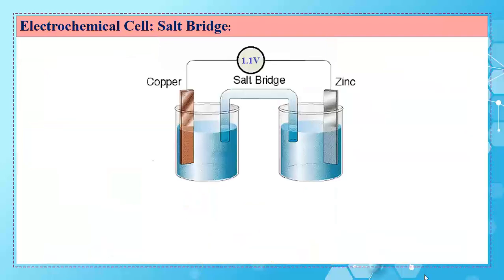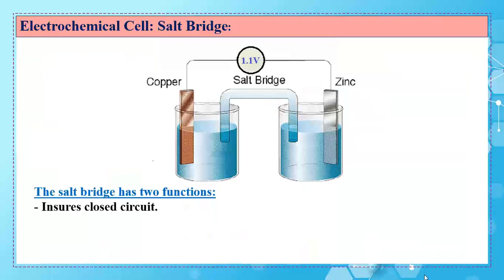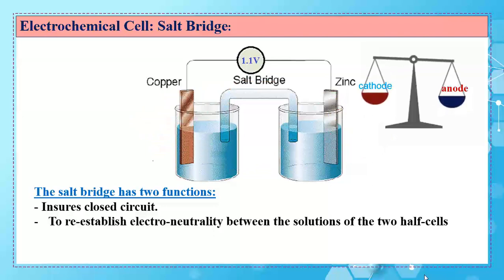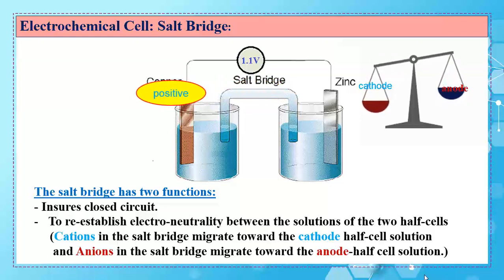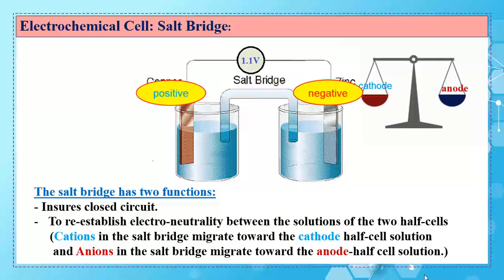So in short, the functions of the salt bridge are to ensure a closed circuit and to balance the charges of the cathode and anode electrodes, in a way that the positive ions will migrate towards the cathode and the negative ions will migrate towards the anode.